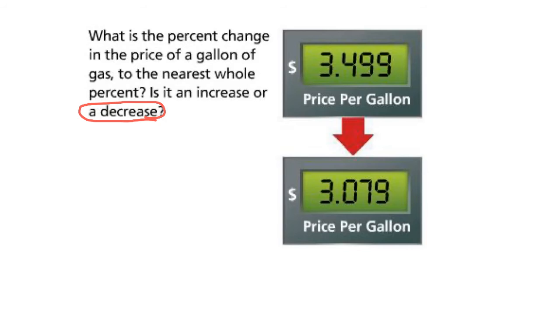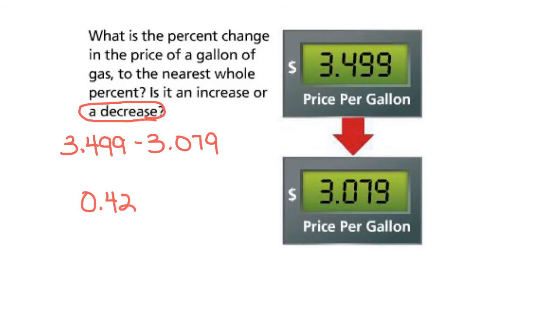Now, going back to our formula, our first step in finding percent change is to find the difference of the numbers. So we need to take 3.499 and subtract 3.079. So 3.499 minus 3.079 gives us a difference of 0.42, a change of 42 cents.